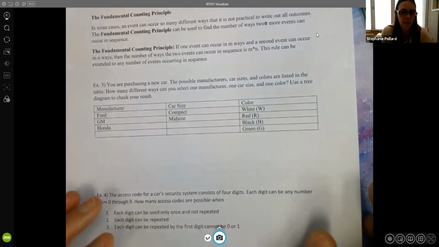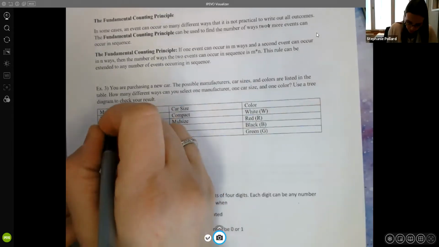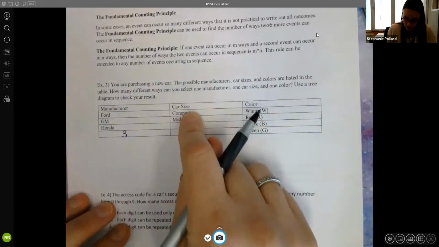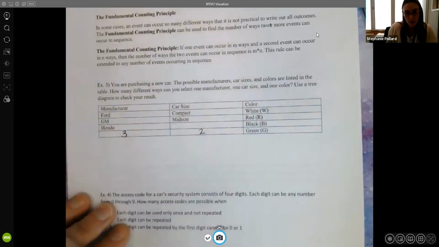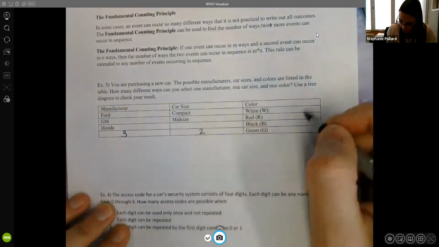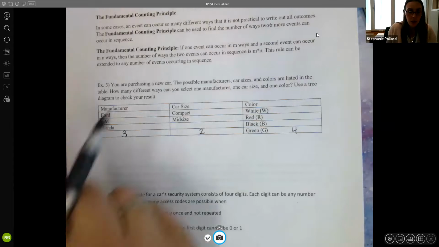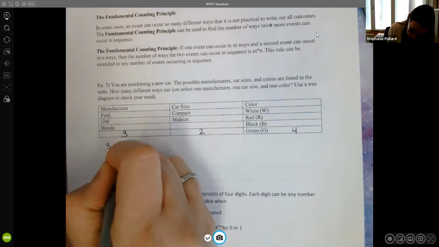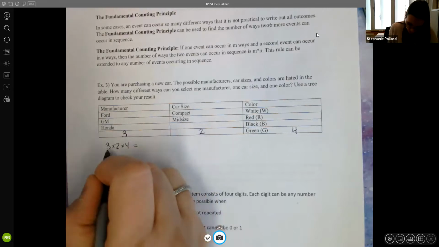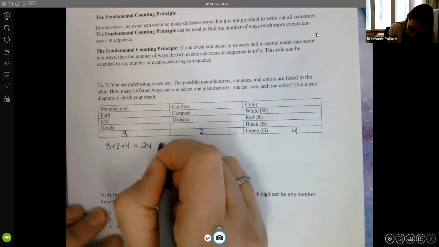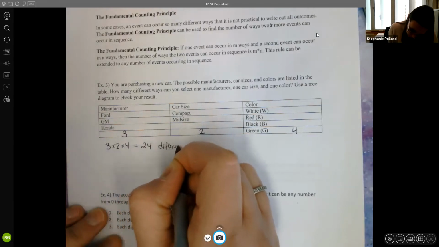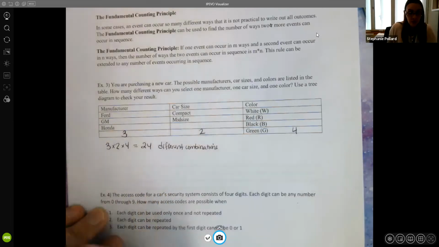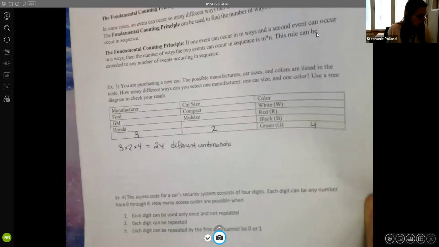Well, let's use the fundamental counting principle first. So if I think about manufacturing, there are three choices. If I think about the size, I have two choices. And if I think about my colors, I have four choices. So what the fundamental counting principle tells us is there would be 3 times 2 times 4. So that would be 6 times 4 is 24 different combinations. And we can check this with a tree diagram.